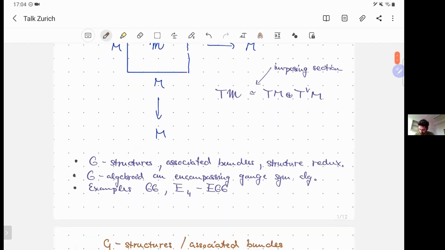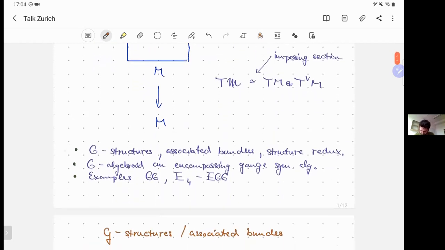So this is the content of the talk. I'm going to quickly go over what G-structures are in classical geometry and how they might be useful for us to go into these generalized or extended geometries in a natural way. I'm just going to tell you very quickly what a G-structure is, the associated bundles for given G-structures, and structure group reduction.